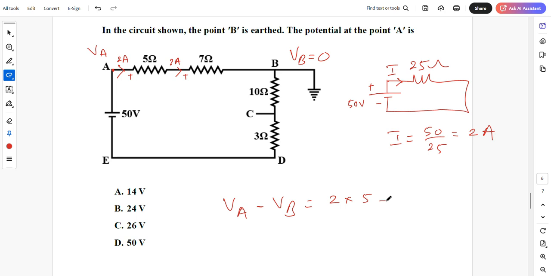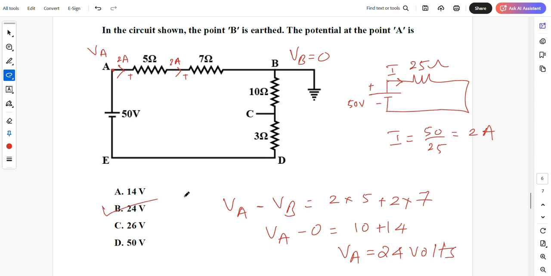2 into 5 plus 2 into 7 ಆಗುತ್ತೆ ನೋಡಪ್ಪ. VA we do not know, minus of VB andre 0 ನ ಇದೆ. Okay, I can write 0 is equal to 10 plus 14. Okay, that is equal to VA ಎಷ್ಟಾಗುತ್ತಪ್ಪ, 24 volts is the right answer. VA is 24 volts. Okay, I think today it is more than enough.